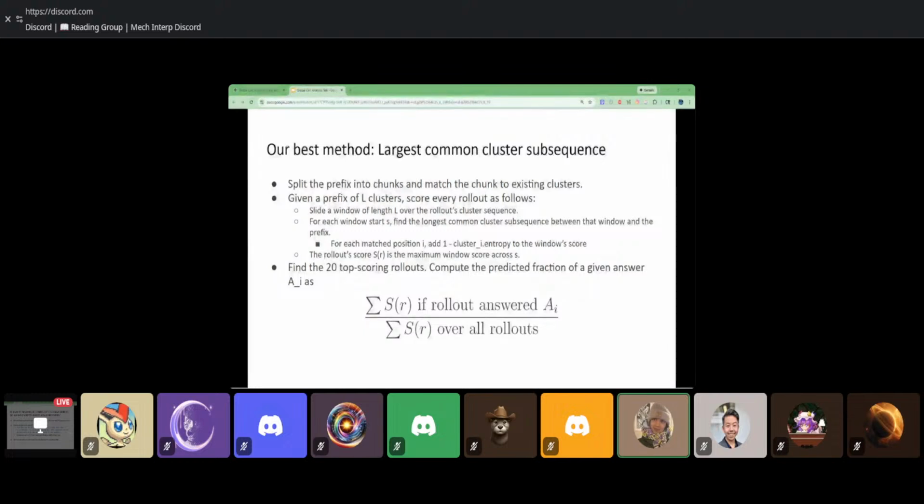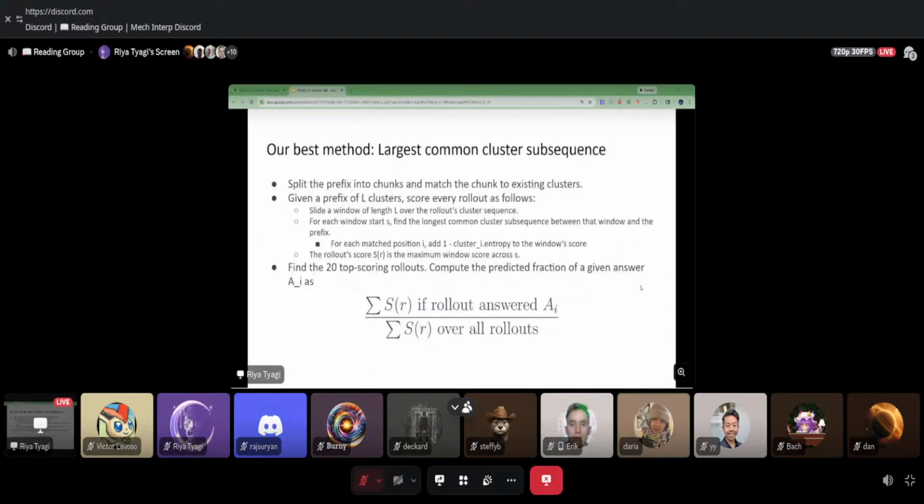Then, each rollout's score is its top window score. You find the top 20 rollouts, add up the scores of those that got the correct answer, and divide by the sum of scores over all 20 rollouts. That would be the predicted distribution. I feel like I've already dwelled on this too much, but feel free to ask questions later. Next.